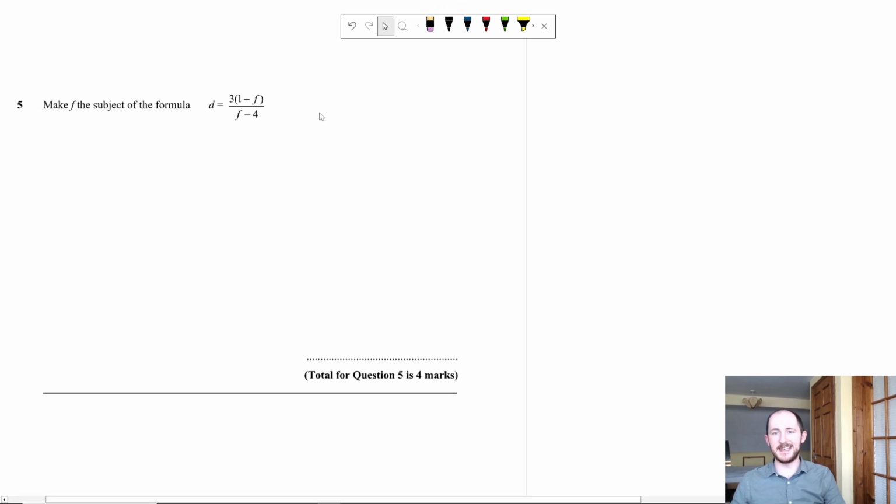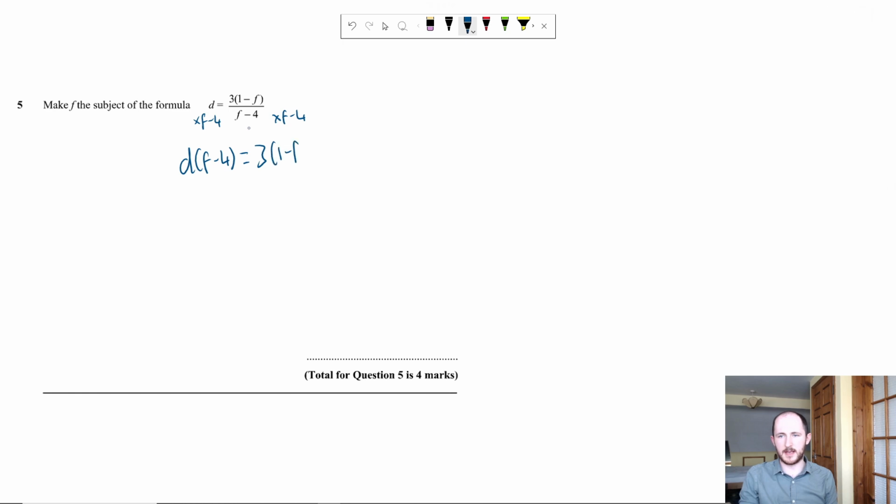Now we have everyone's least favourite questions probably. Well, maybe not. But you have to make f the subject of the formula, and if you look, there's actually 2 lots of f. So I'm going to show you the order in which I rearrange, okay? The first thing I want to do is get rid of any fractions, and then I want to expand any brackets. So if I want to get rid of a fraction, you can get rid of any fraction this way. You times it by its denominator. So I'm going to times by f minus 4. And because I've done that to the right-hand side, I need to do that to the left-hand side as well. So that becomes d(f minus 4) equals 3(1 minus f).